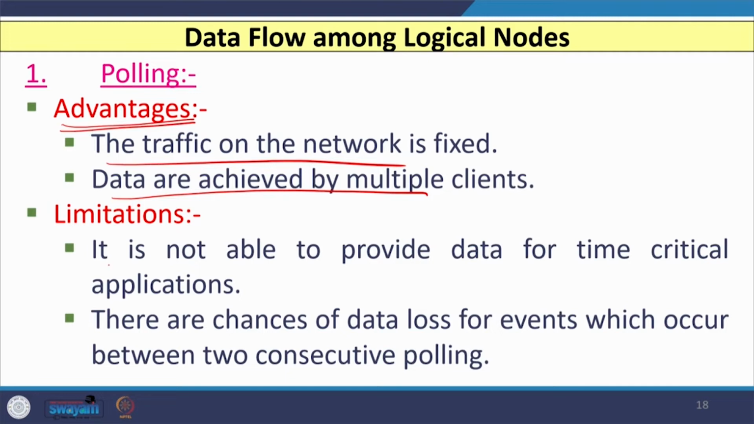The first limitation is that it is not able to provide data for time critical applications like protection applications, which are very time critical. When we want to initiate something, let us say breaker opening, in that case this method is not able to provide data. Also, whenever we use the polling method, there are fair chances of data loss, particularly for those events which occur between two consecutive polls.